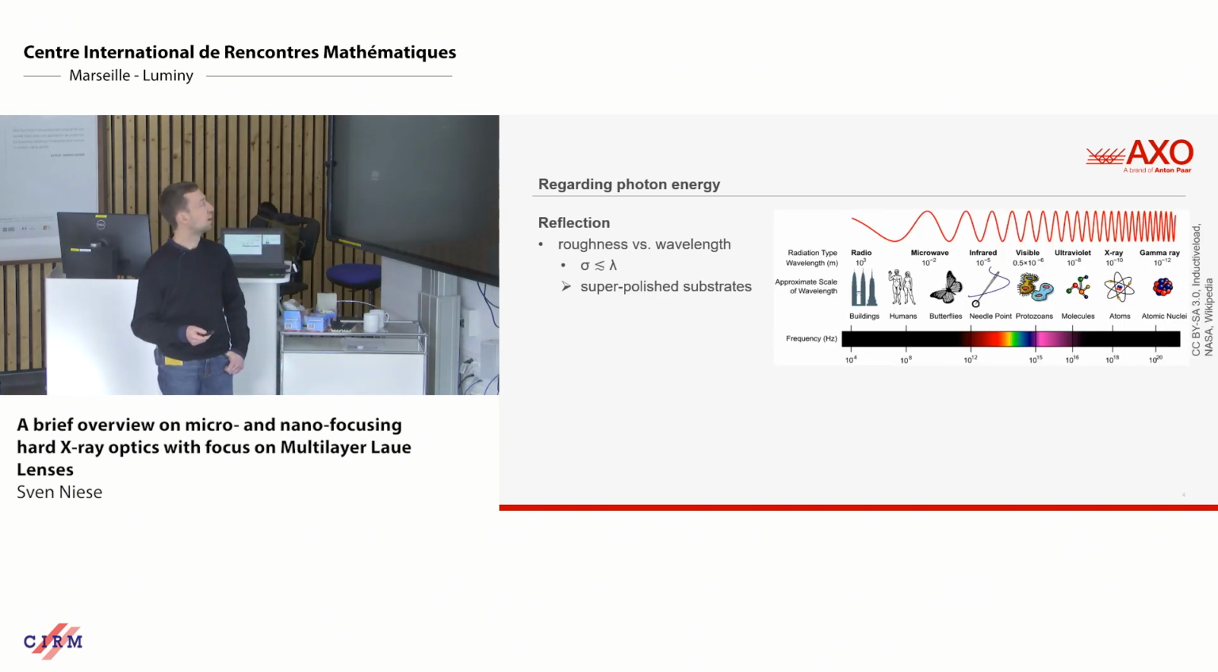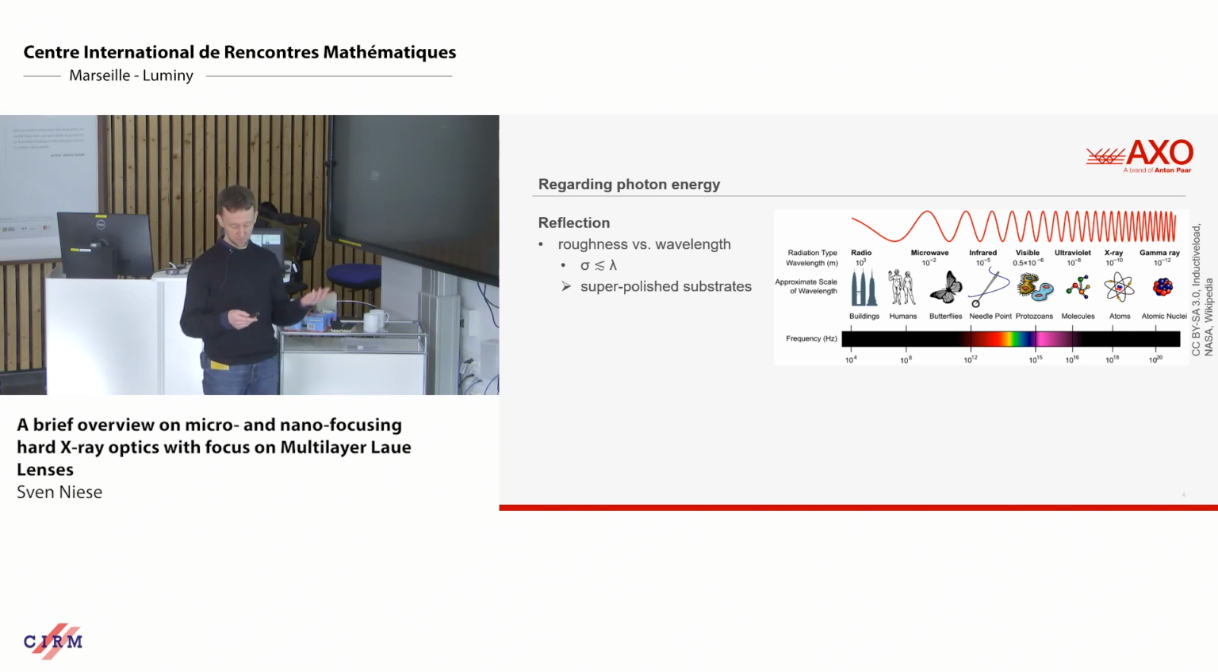So also regarding photon energy, particularly if we want to reflect the X-rays, one always has to consider the roughness versus the wavelengths. I mean, you all know this spectrum of the electromagnetic radiation: radio waves, visible light, X-rays. And as said, if you want to reflect those, then the roughness needs to be somewhere in the order of the wavelength or better.